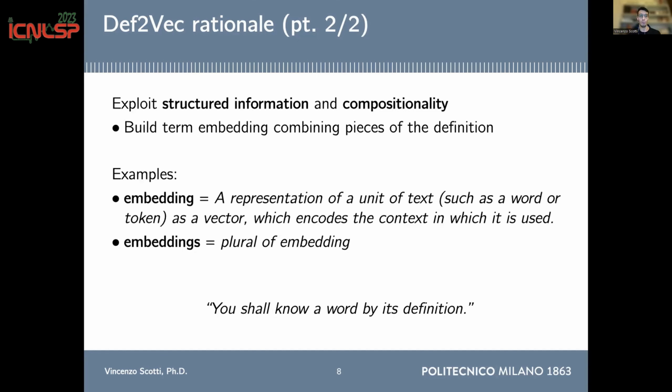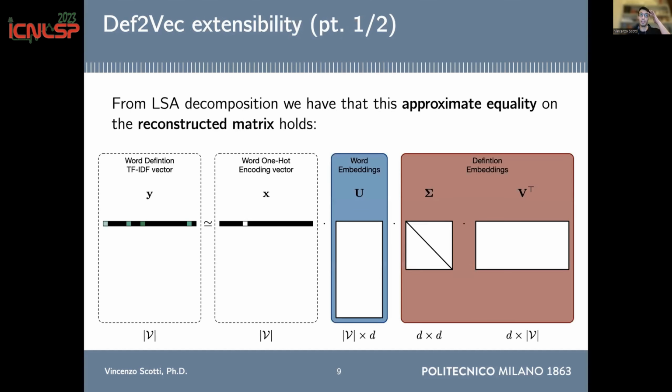So the idea is to move from a paradigm where we study just word co-occurrence statistics to some more structured information and to define a word by its own definition. And this opens up the extensibility of our model, which is the way we want to use to overcome the out-of-vocabulary limitation. So from the LSA decomposition, we have this approximate equality.